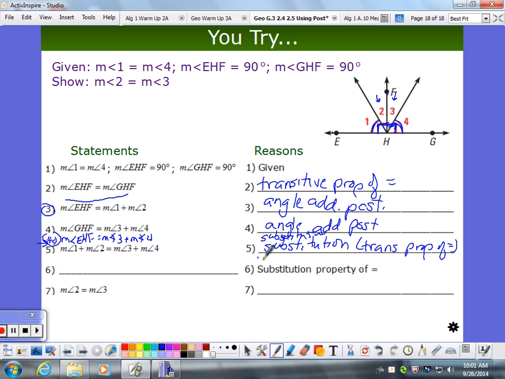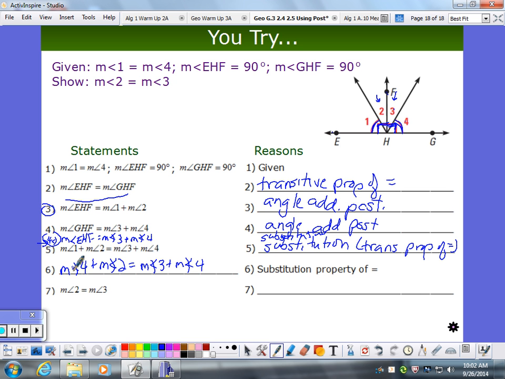Now it's got a blank here. It says you're going to use the substitution property of equality to come up with something here. What do you think? Okay, so you're going to put the measure of angle 4 here. Well, I want 2 to equal 3, right? So something has to happen here. But what do I know about the measure of angle? So you're going to change this one. You want to say the measure of angle 4 plus the measure of angle 2 equals the measure. Is this what you're saying?